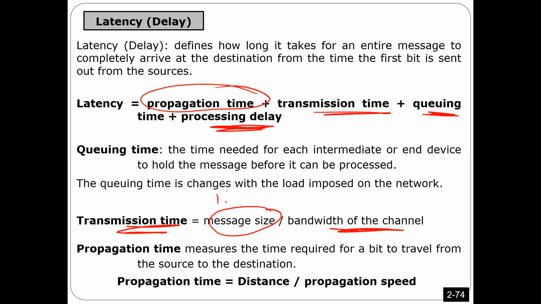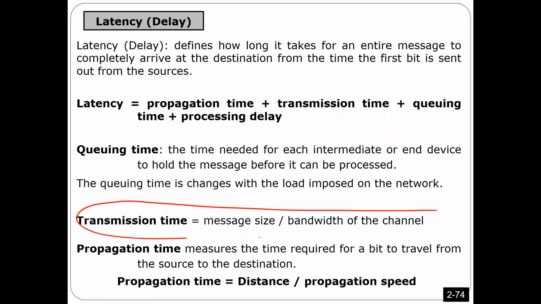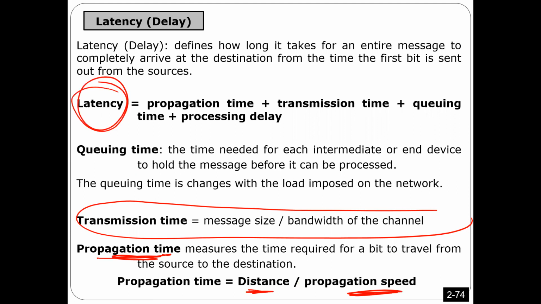For example, I have one megabyte, and the bandwidth is one megabyte per second. That means it's going to take 1 second to transmit one megabyte. So this is the transmission time. It's the message size divided by the bandwidth of the channel. There is another delay I told you before, the propagation delay. For the signal to move from one point to another point, there is a delay. The propagation delay is the distance divided by the propagation speed. If you add all these delays together, this is going to create a delay.